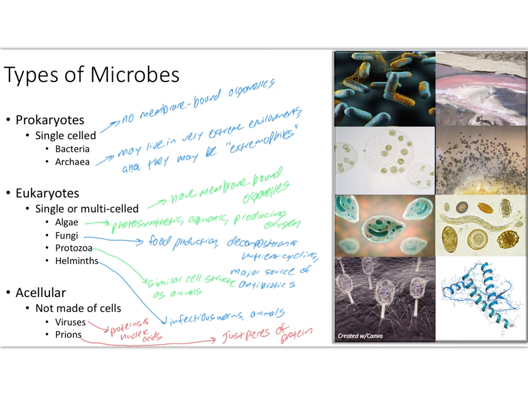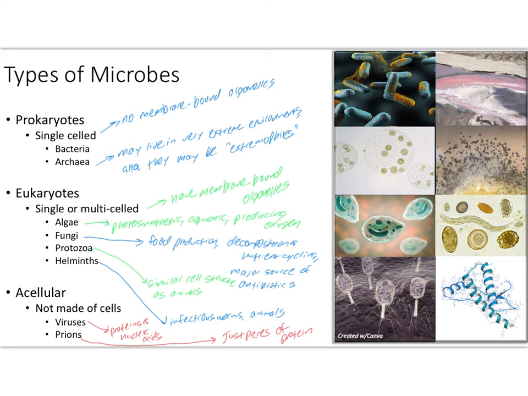So, that is the end of this lecture. And just to recap this slide so we don't end it on the prions, we have three main categories of microbes. We have the prokaryotes, the eukaryotes, and the acellular microbes. Each has at least two subcategories.